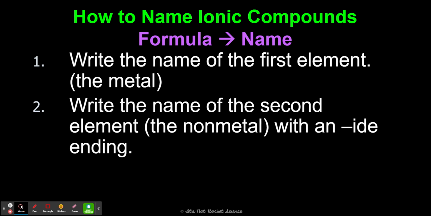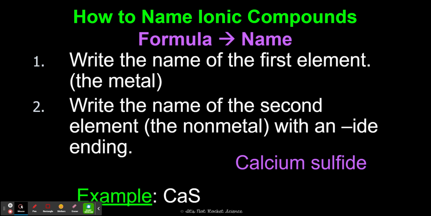Okay, so let's look at an example here. We've got calcium, one sulfur. So step number one, you write the name of the first element, and then the second one with an IDE ending. So calcium sulfide. It's calcium and sulfur, so it's just calcium sulfide. And that tells you it's an ionic compound. That IDE lets you know that. So it's just that simple.